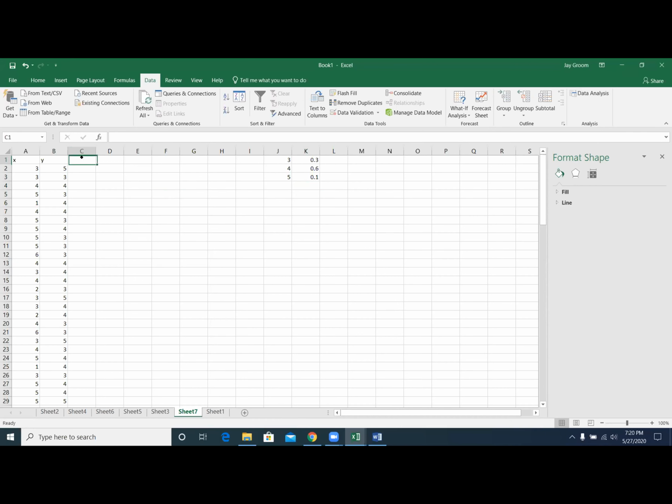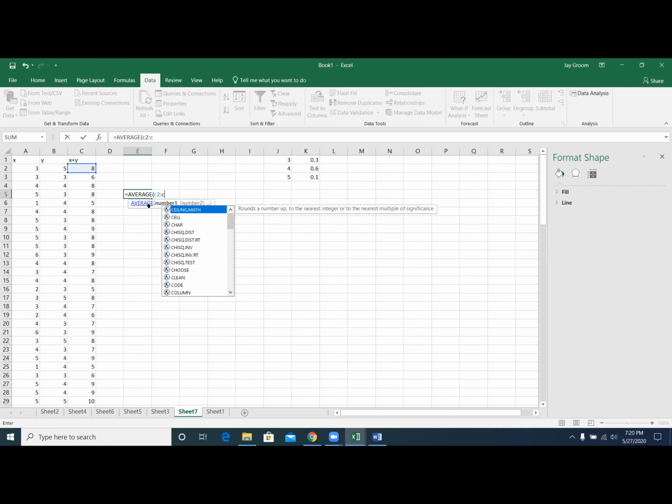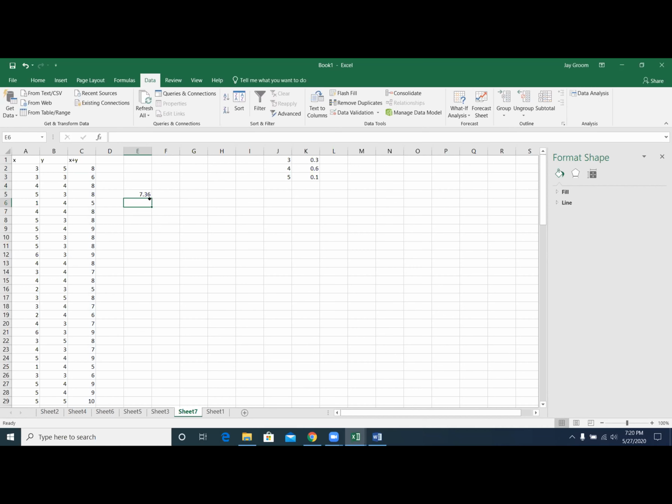But what you can do is actually do x plus y, right? And so it's just equals this guy plus this guy, and then paste it down. And so what you can end up doing is taking the average of that column, which is C2 colon C101, I think. And you see it's 7.36.